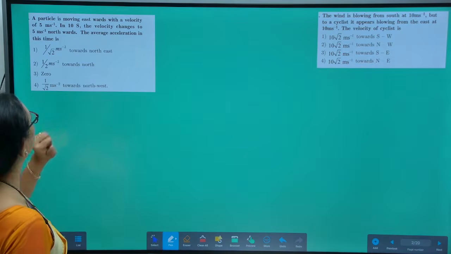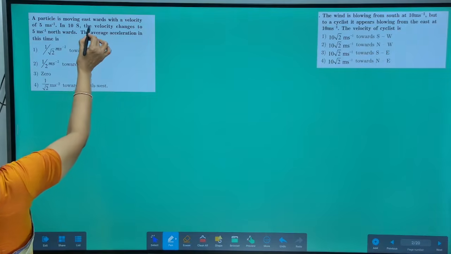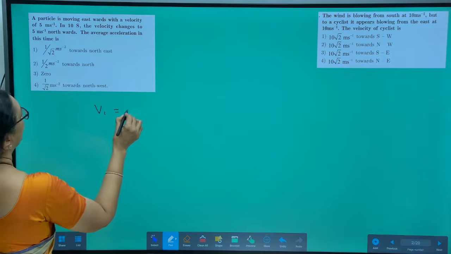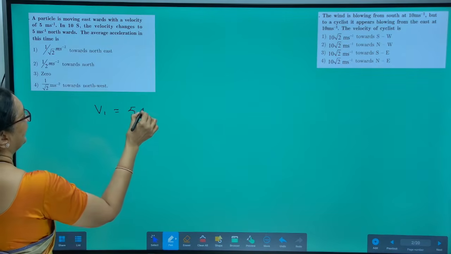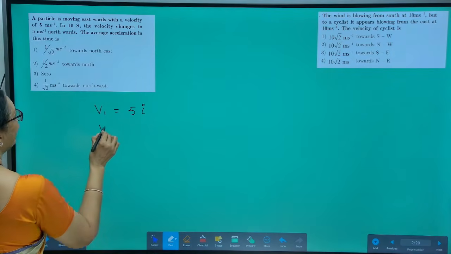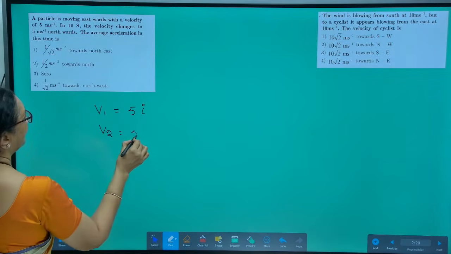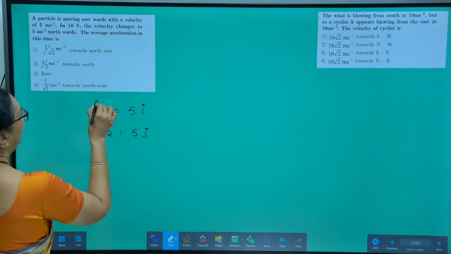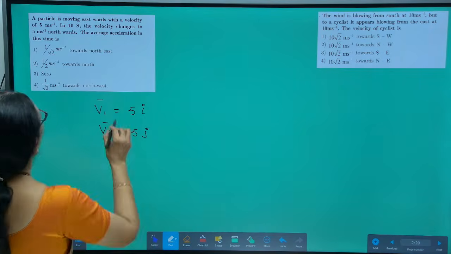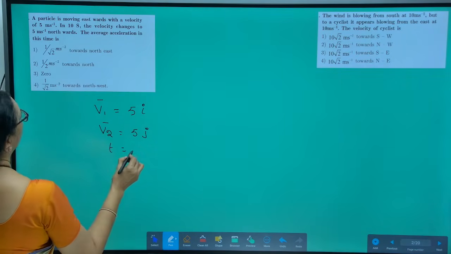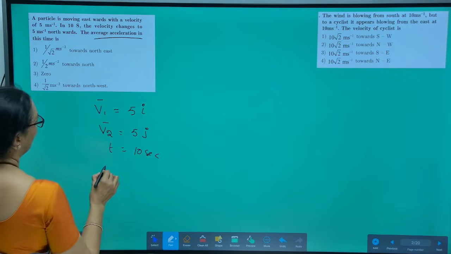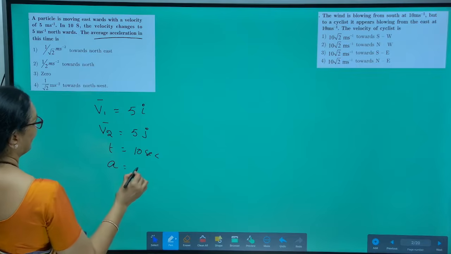Now, coming to the second problem. A particle is moving eastwards with a velocity V1 equal to 5 meter per second east. East is taken as I bar. The velocity changes to 5 meter per second north. V2 bar is given as 5j because north is taken as j, in a time of 10 seconds. So, what is the acceleration in this time? You are supposed to find the acceleration.